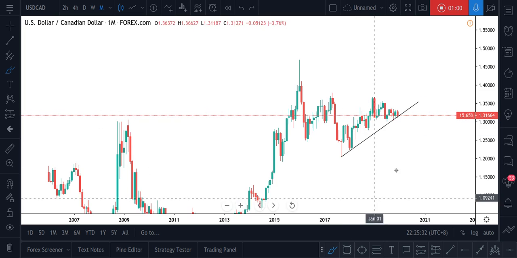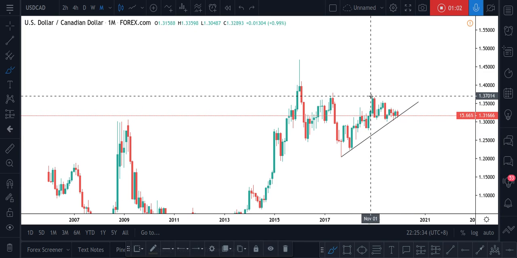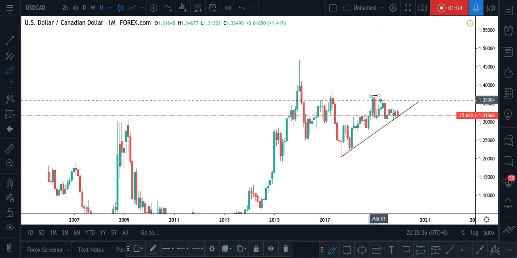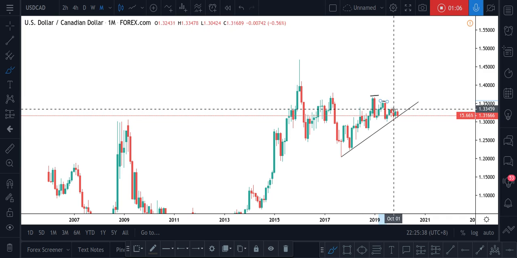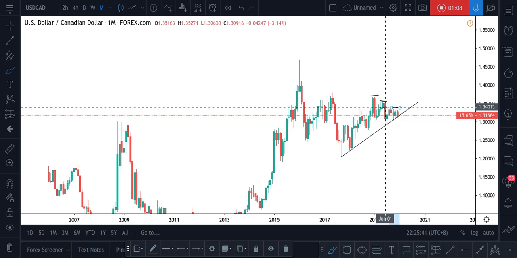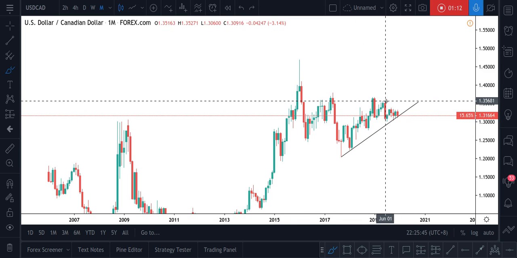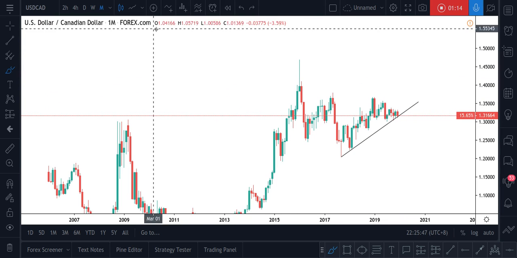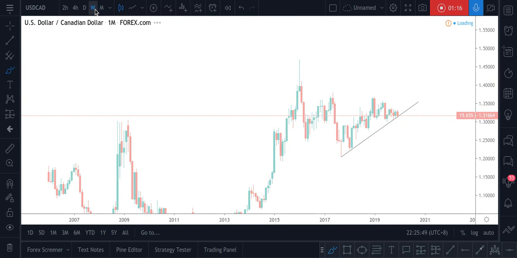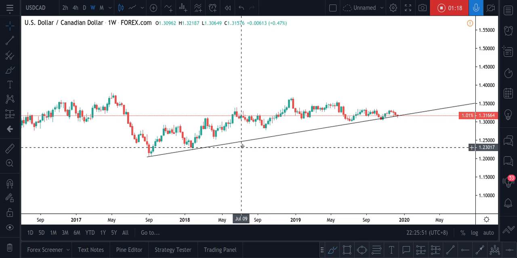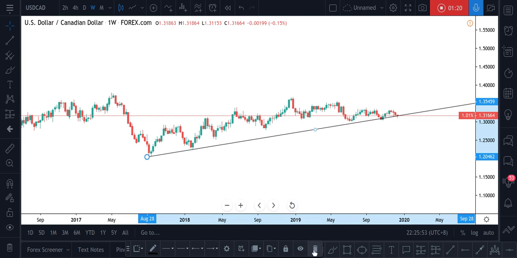Now, as you can see from the monthly time frame, we have created a lower high and a lower high again, and now we're busy creating a lower high as well. So basically we're still a little bit bearish on this pair, but there is something that we need to see on the weekly time frame. So let's go down to the weekly time frame and I will show you what I mean.